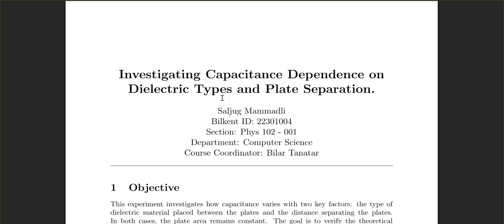Hello, in this video I'll briefly walk through the experiment that I've performed for our physics lab, which is investigating how capacitance changes depending on two separate factors: the dielectric material used between the capacitor plates and the distance between them. First, I would like to walk through the theory.